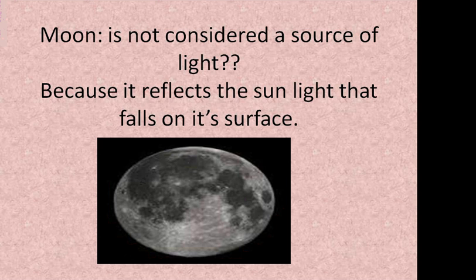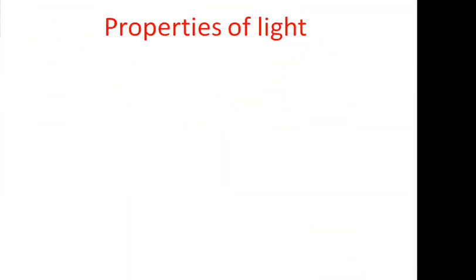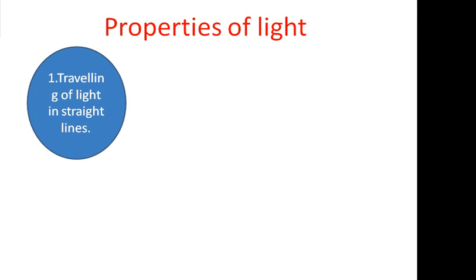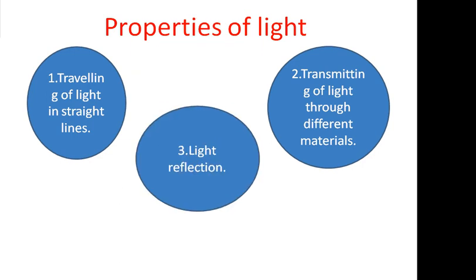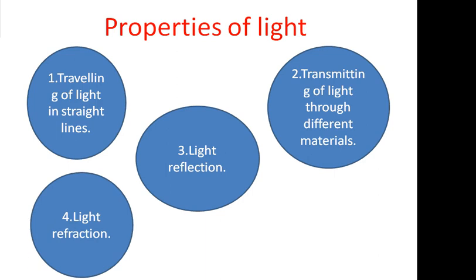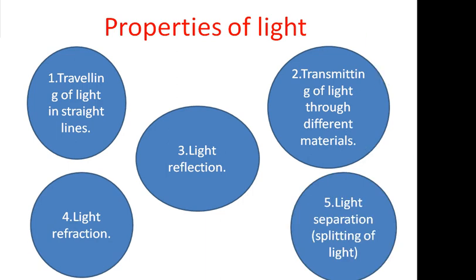Then we will talk about the properties of light. We have 5 properties of light. We will talk about each one of them. Firstly, traveling of light in straight lines. 2. Transmission of light through different materials. 3. Light reflection. 4. Light refraction. 5. Light separation, splitting of light.